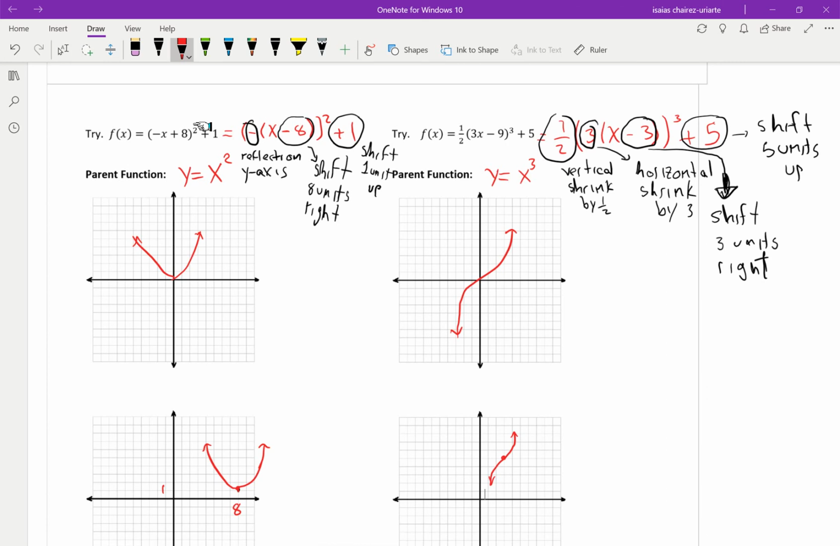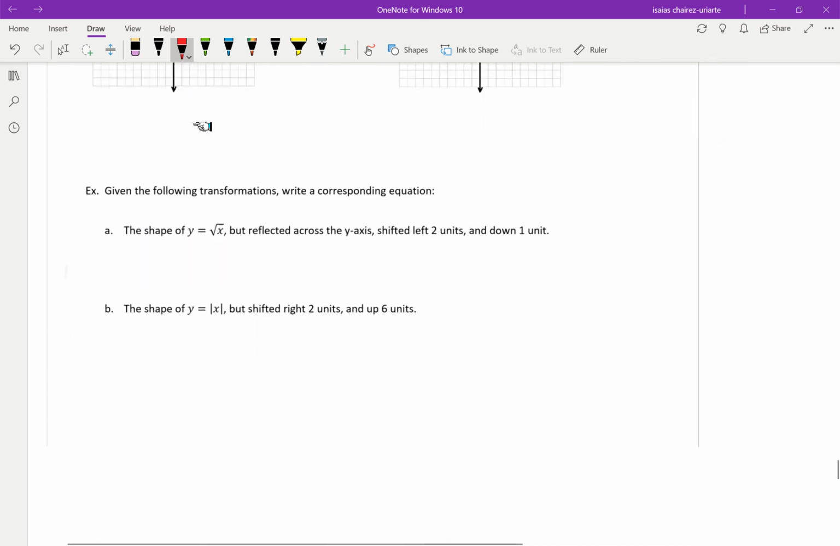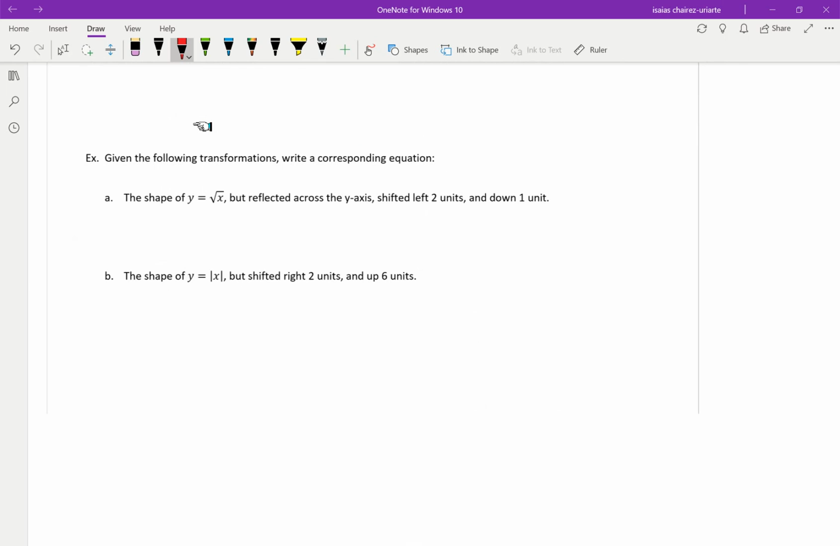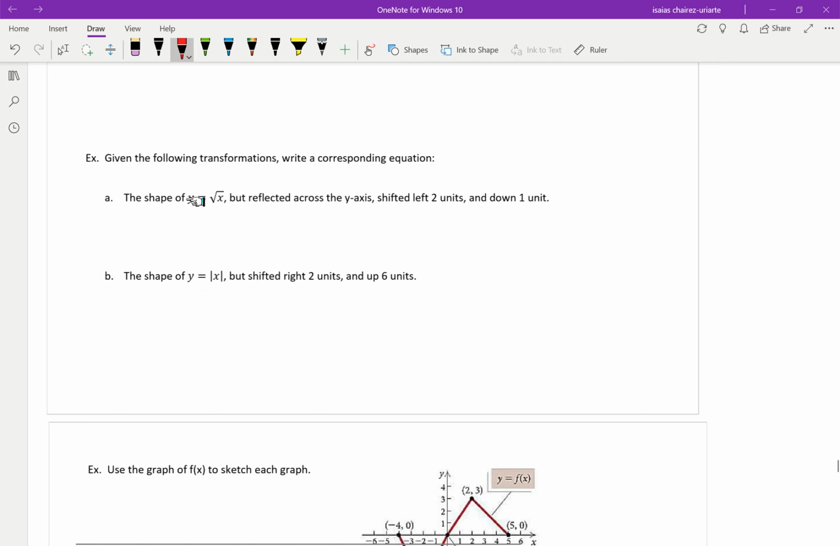Okay, let's move on. Let's try this next little example here. You were given a parent function, which is y equals the square root of x, or y equals the absolute value of x. They told you some reflections, and now you've got to come up with a new equation that corresponds to the transformations that were given to you. So pause the video and come up with these 2 equations, these 2 new functions.